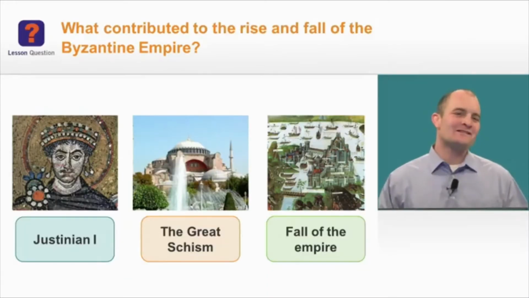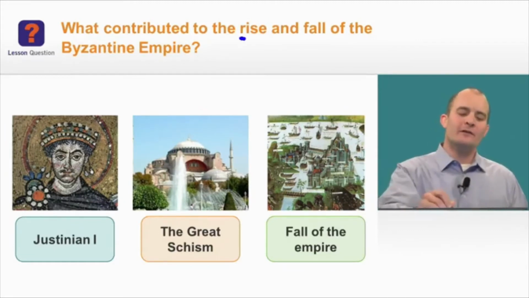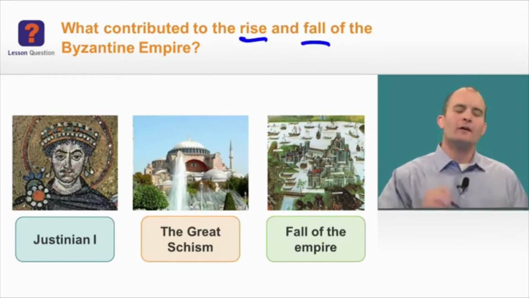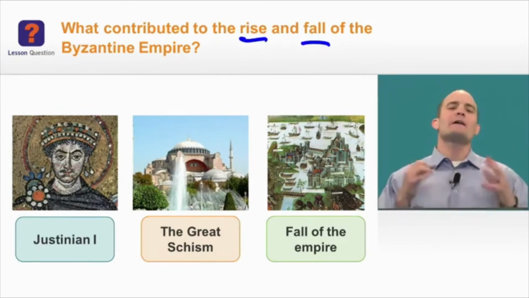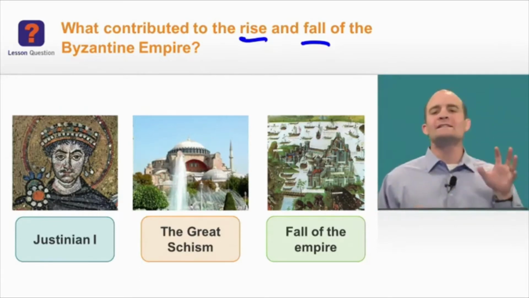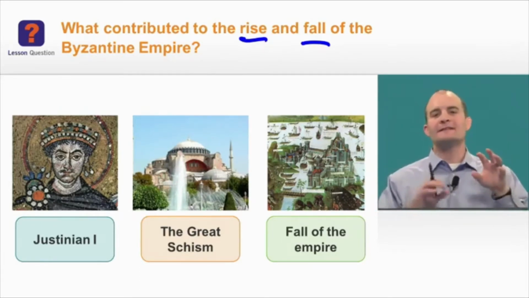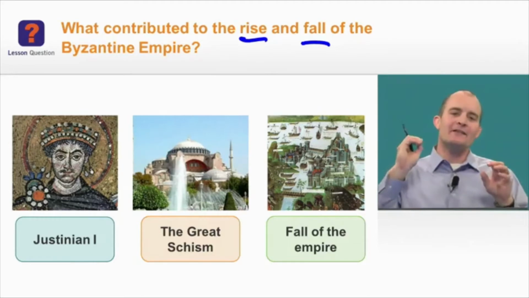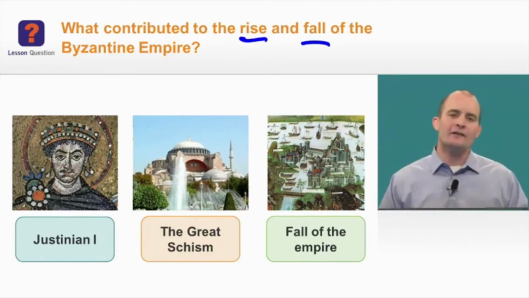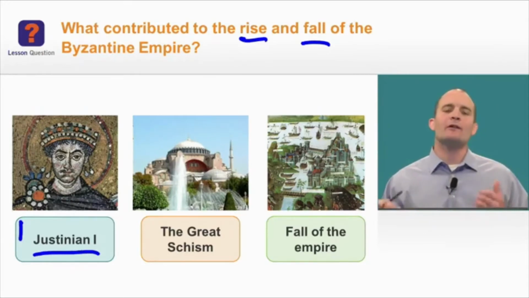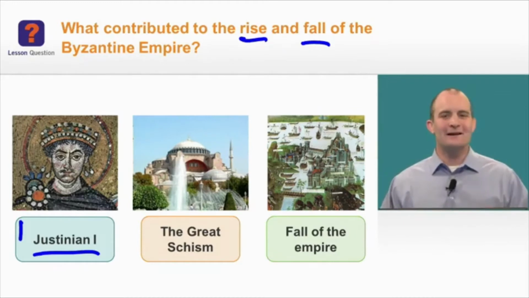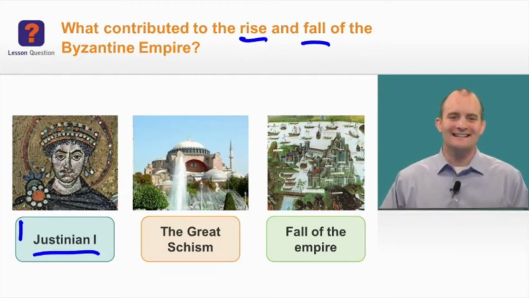Back to that lesson question, scholars. Recall, top of the screen, it says, what contributed to the rise and fall of the Byzantine Empire? Well, we just looked at how the Byzantine Empire came into existence when the western part of the Roman Empire collapsed, the eastern part, centered in Constantinople, began to rise. Now, in this first part, we're going to look at one of the most influential emperors of the Byzantine Empire, and his name was Justinian I. Let's go ahead and get started with this first part, scholars.